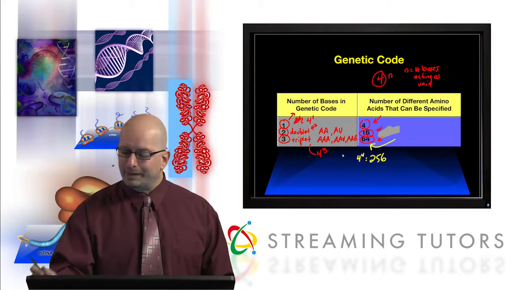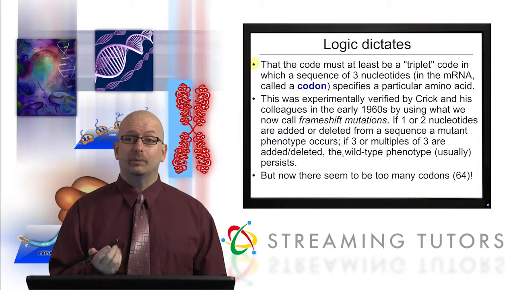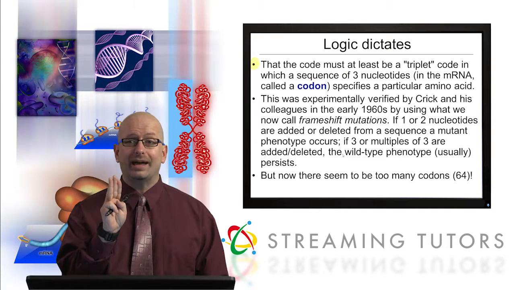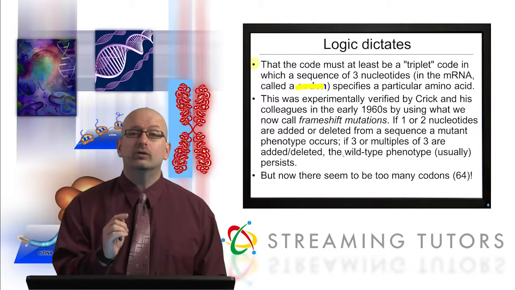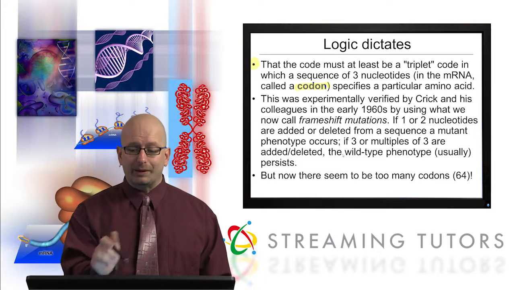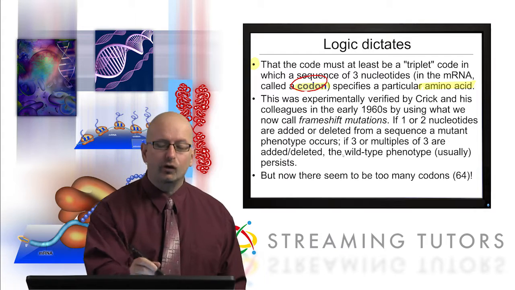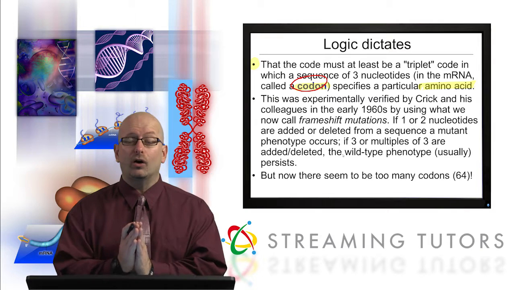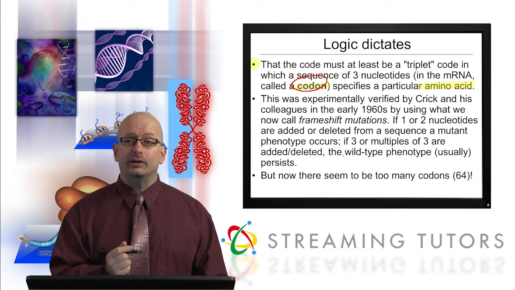Now, some of this we may already have said, but logic dictates that the code must at least be a triplet code, in which a sequence of 3 nucleotides acts as a unit. And this is an important term, this is why I just said it: a sequence of 3 nucleotides in the messenger RNA that acts as a unit to specify one amino acid is referred to as a codon. That's very important that you make clear that the codon is not in the DNA, it's in the RNA, and it's a sequence of 3 nucleotides in a messenger RNA molecule.